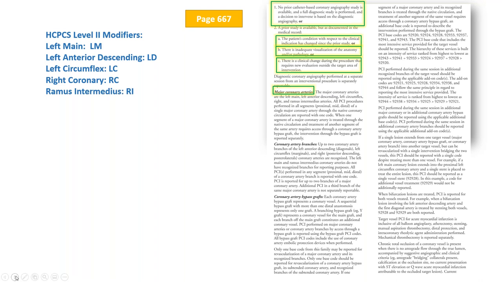Remember that all PCI procedures that are performed in any of the segments of a single major coronary artery through a native coronary circulation are only reported with one code per vessel. If, however, there's one treatment through the native circulation and treatment of another segment has to happen through a coronary artery bypass graft, the intervention through the bypass graft is separately reportable.